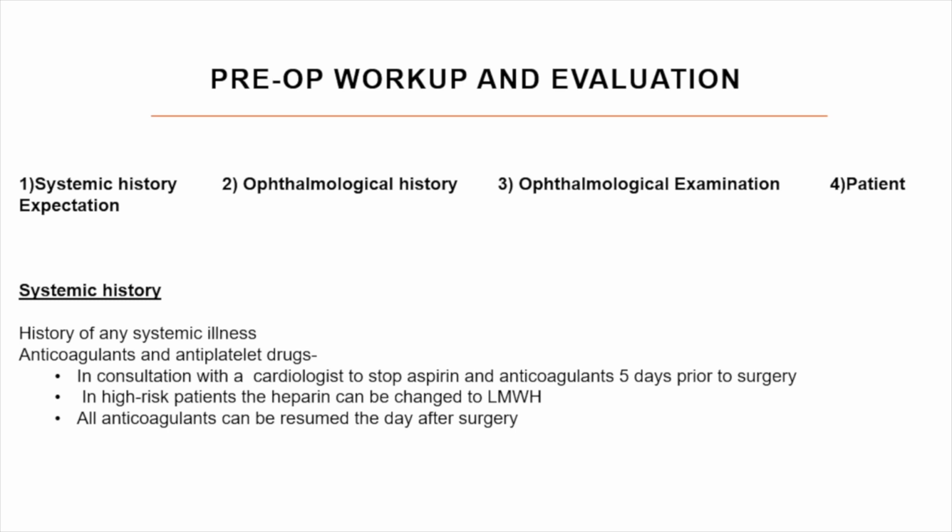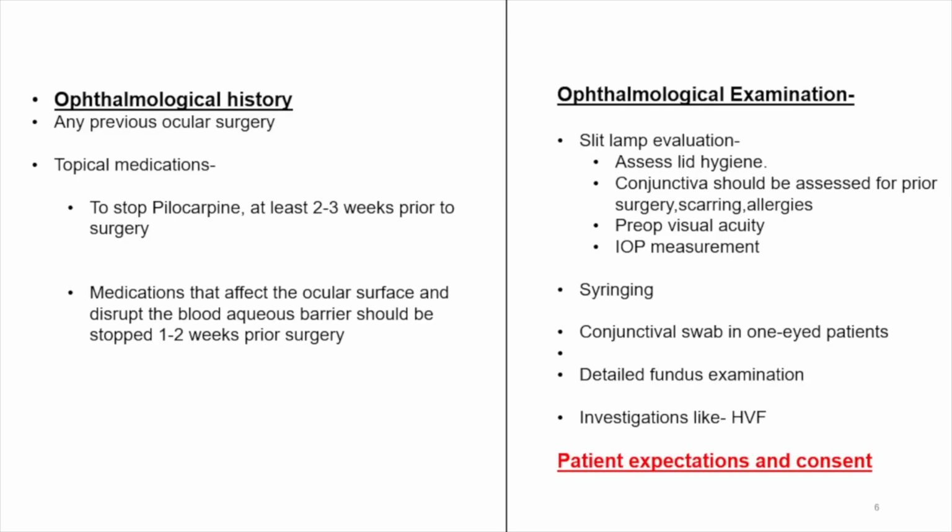We have to go through the systemic history, ophthalmological history, ophthalmological examination, and patient expectations. In the systemic history, we have to know about any systemic illnesses and the use of anticoagulants and antiplatelet drugs. If the patient is using anticoagulant drugs, then we have to consult a cardiologist to stop aspirin and anticoagulants 5 days prior to the surgery. In high-risk patients, heparin can be changed to low molecular weight heparin, and all anticoagulants can be resumed the day after surgery. For the ophthalmological history, we should look for any previous ocular surgery done.